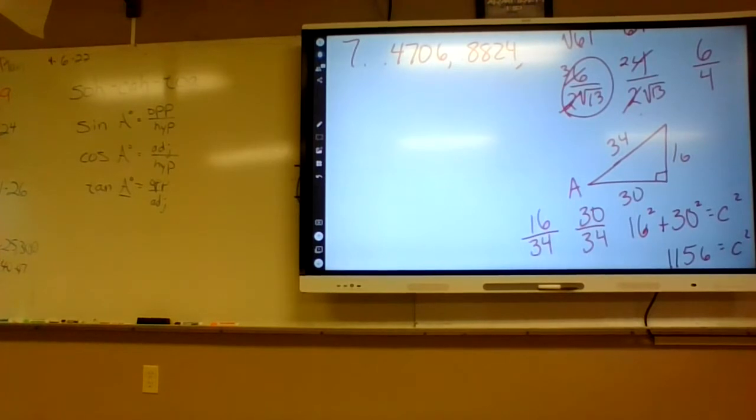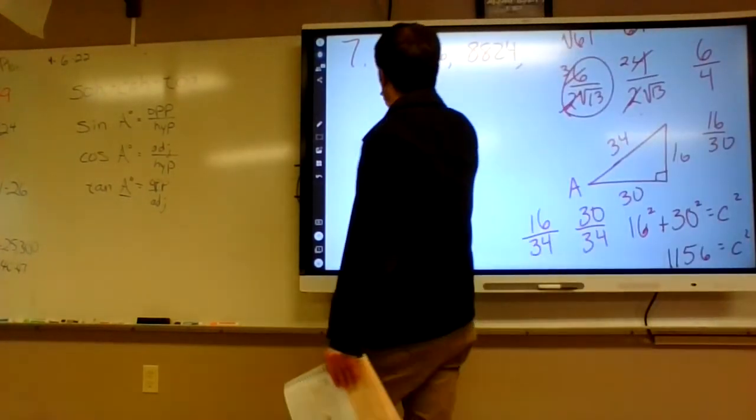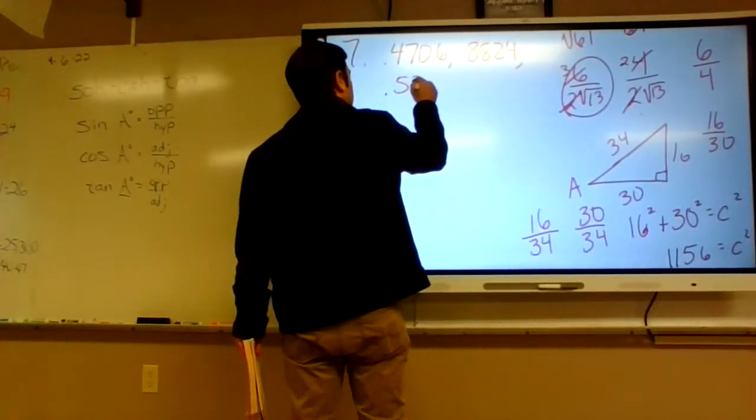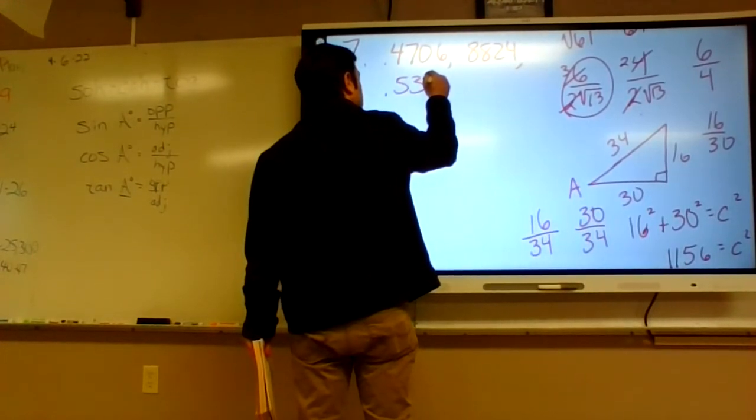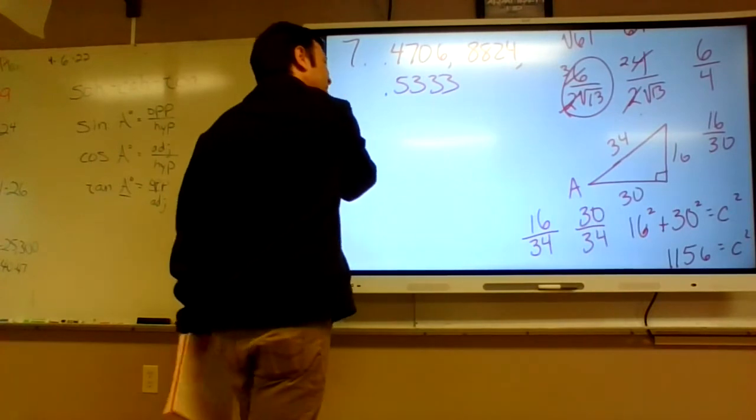Archer, you got the tangent, so we need opposite over adjacent. So what is opposite of A? What's adjacent? 30. Okay, and then somebody needs to plug in the calculator. What's 16 divided by 30? 0.5333. Oh, the 3's repeating, that's right.